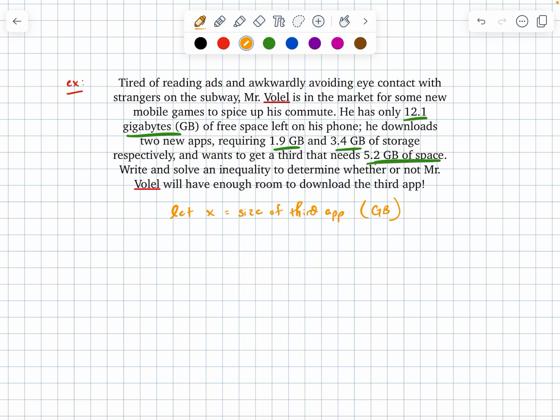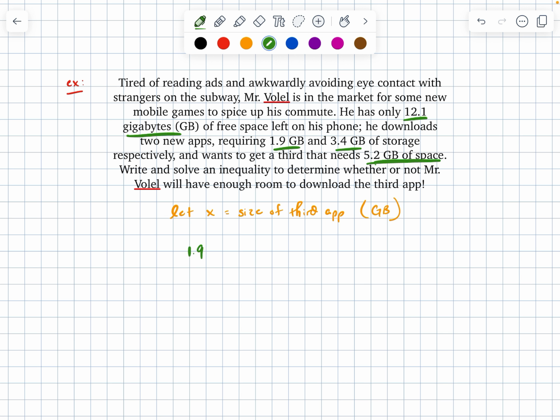So in this case, I'm not actually going to include this 5.2 for now. The way that I'm solving this is not necessarily the only way to solve this. If you arrived at a different inequality, that's amazing. What I'm going to do is say that given the stuff that I've got, I know that I can't go over the amount of space left on my phone.